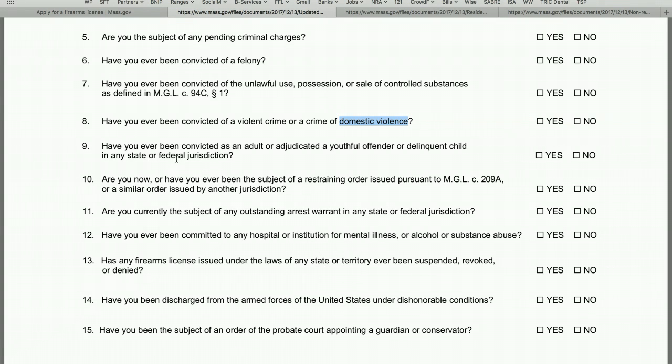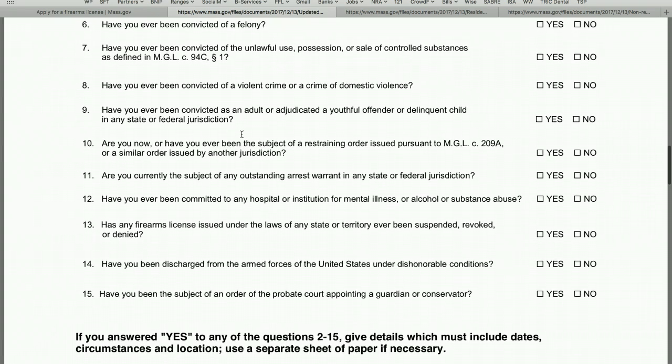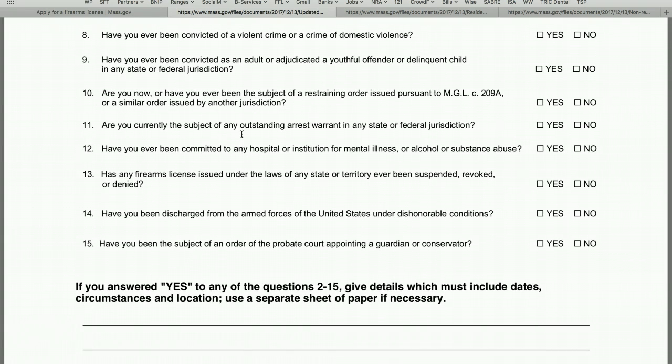All right. So next question we have: have you ever been convicted as an adult or adjudicated as a youthful offender or delinquent child in any state or federal jurisdiction? So this is for people who run into a lot of issues as a teenager. For me, when I first applied for my license to carry, I had some stuff as a teenager, but they told me that when I turned 18, the cases would be sealed and so on. And they were all minor things, like trespassing and stupid things like that, not any serious type of charges, but I thought I was going to be clear and I was good.